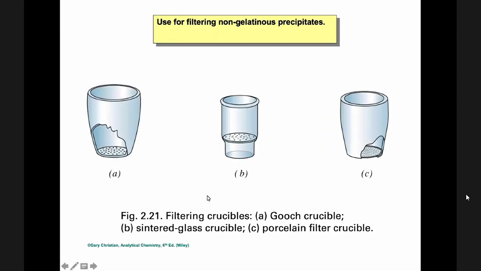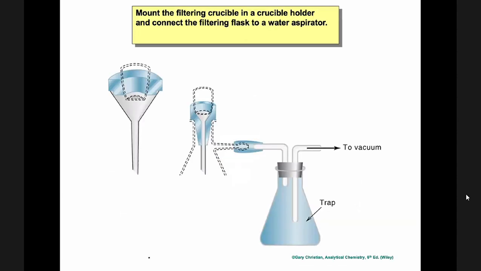Next, we have the filtering crucible. So A is the Gooch crucible, B is the sintered glass crucible, and C, the porcelain filter crucible. These are used for filtering non-gelatinous precipitates. Okay, so this is using a filtering crucible in vacuum filtration.